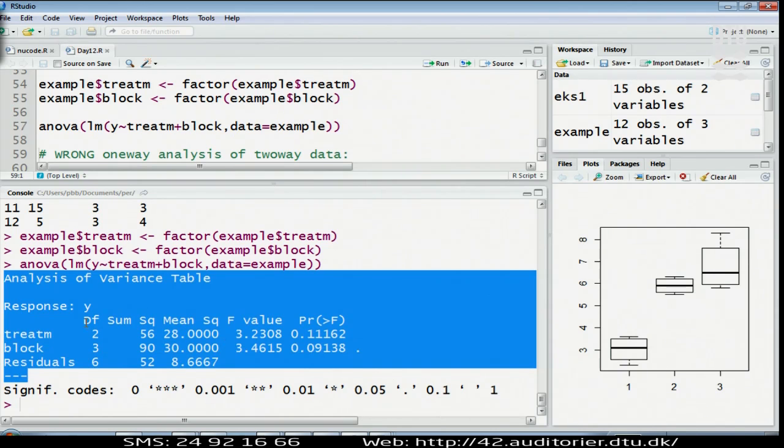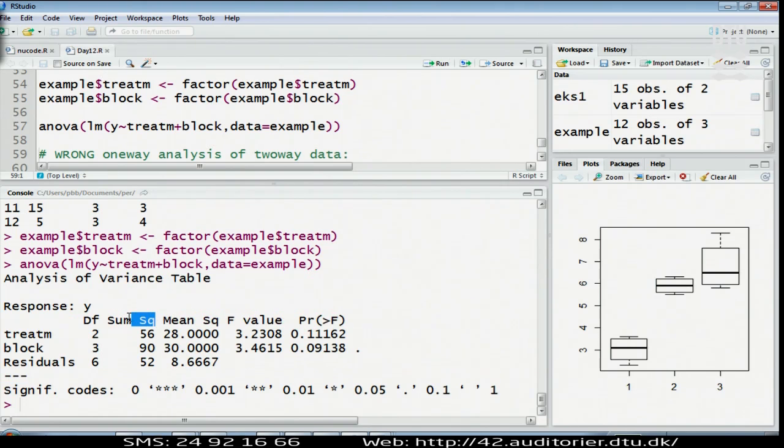We get the degrees of freedom. We get the sums of squares. We get the mean square. We get both of the F's, and we get both of the p-values.